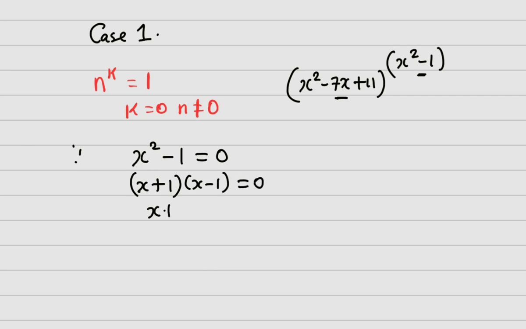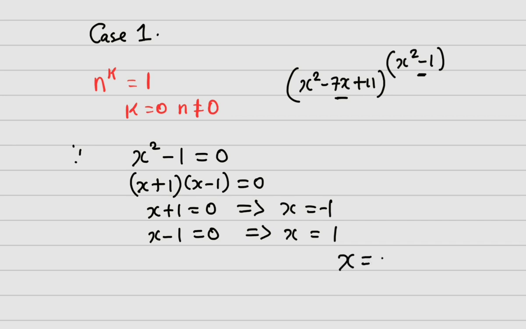So I have x plus 1 is equal to 0, which implies that x is equal to minus 1. Then x minus 1 is equal to 0 implies that x is equal to 1. Okay, so I have two values here: x is minus 1 and 1. So from the first case, we have two values of x. So we'll move to the second case.